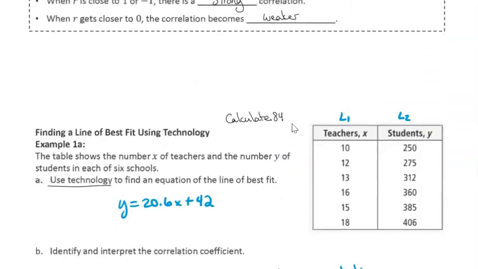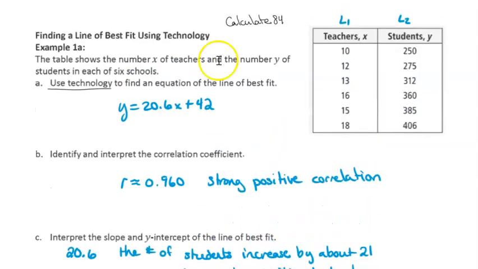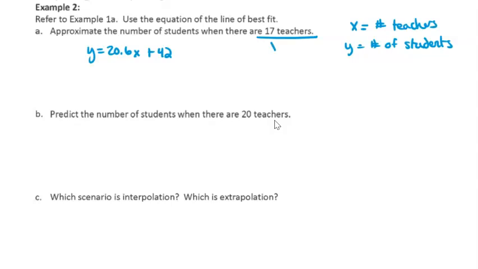If we go back to example 1a, our line of best fit was y equals 20.6x plus 42. X was the number of teachers, y was the number of students. I'm going to write that equation right here. If they tell me there are 17 teachers, then that is x because x was teachers. So I would just plug in 17, type that into my calculator, and I get that there's 392 students when there are 17 teachers.